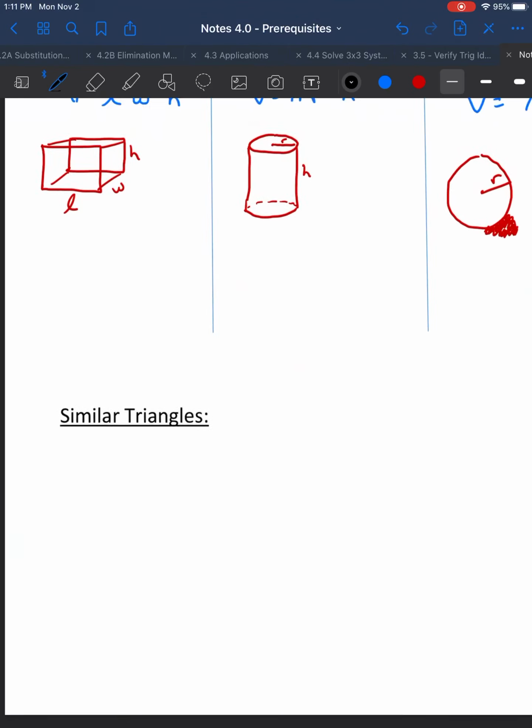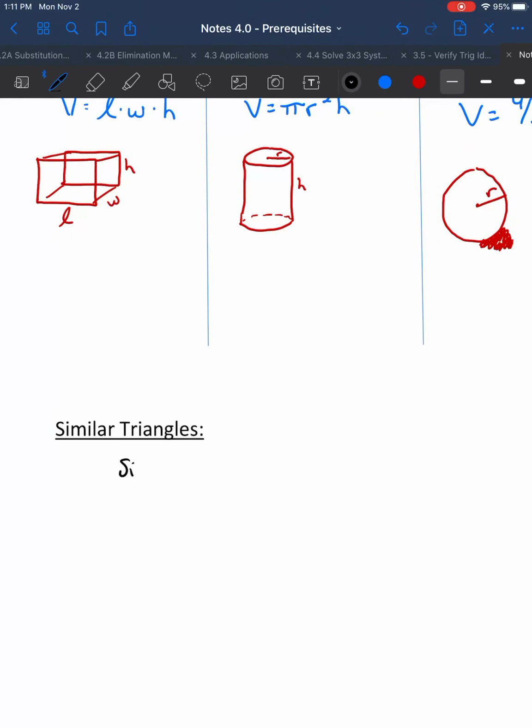And last but not least, similar triangles. Please remember that with similar triangles, the side lengths are proportional and the angles are equivalent.